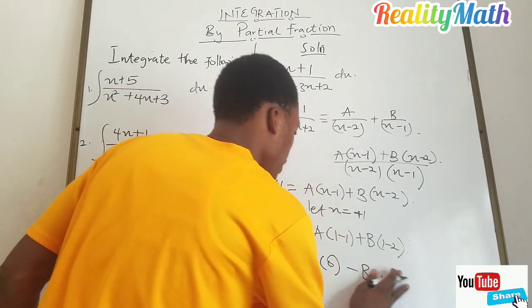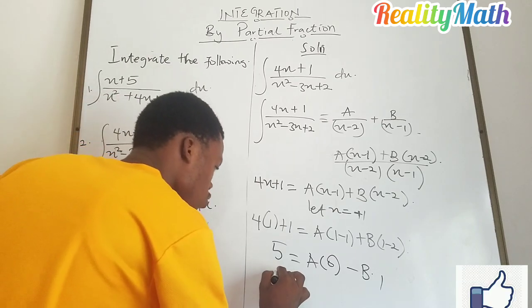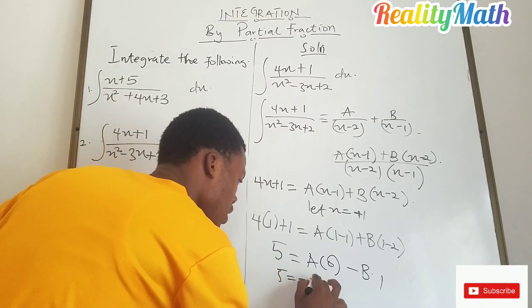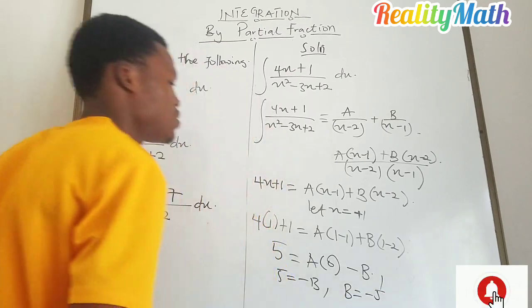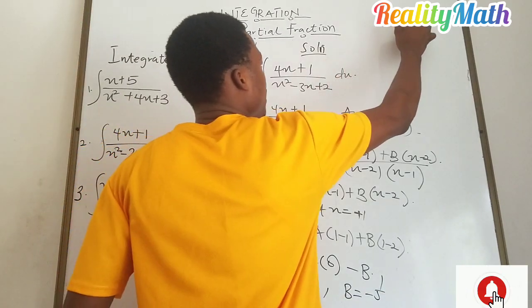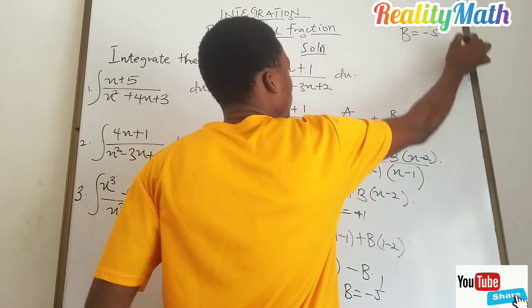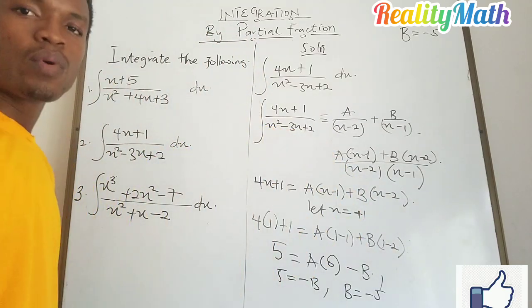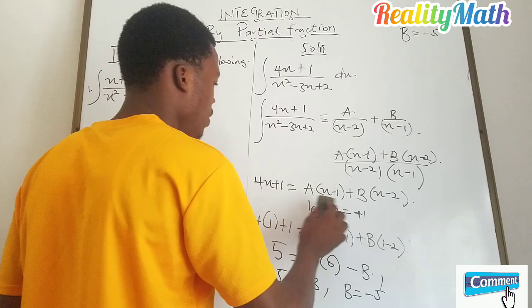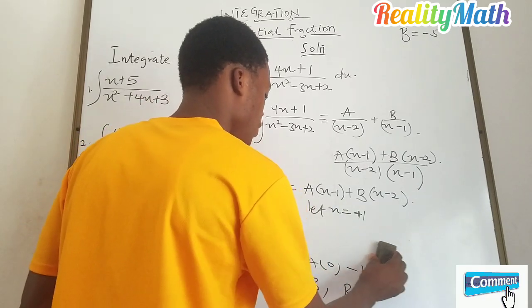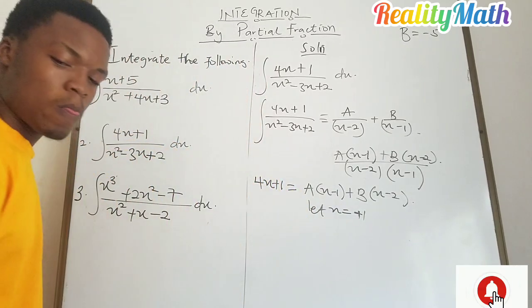Let me rewrite it here: my 5 is equal to minus b, so my b is equal to minus 5. I can put it here that my b is equal to minus 5. So let's see how we can get our a. Let me take this portion off.